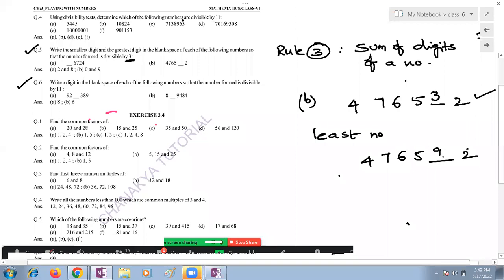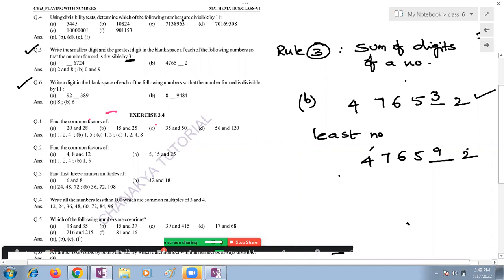What is the sum of the digits here? Ma'am, it is 30. If you place 6, it is 30. 7 you can take, 8 you can take, 9 also you can take, right? No, ma'am. We are telling 9.